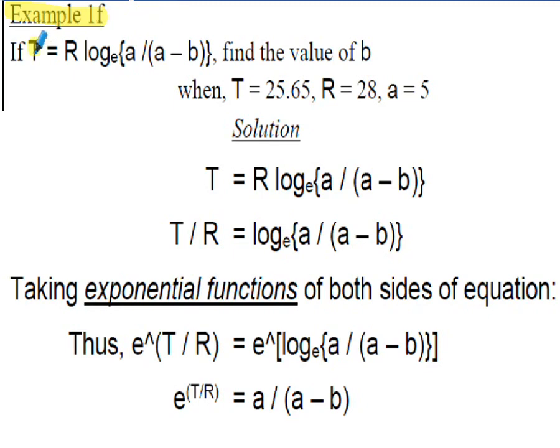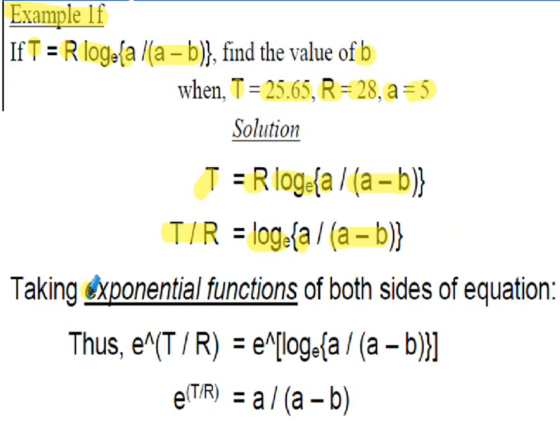So given the equation T is equal to r multiplied by log to the base e of a divided by a minus b in brackets, we've got to find the value of b. We're given that T is equal to 25.65, r is equal to 28, and a is equal to 5. So from the equation given, T is equal to r multiplied by log to the base e, ln, of a divided by a minus b in brackets, I simply divide both sides by r to get the log function on its own on one side of the equation and positive. So simply dividing the left hand side by r, I get T divided by r is equal to log to the base e of a divided by a minus b in brackets.